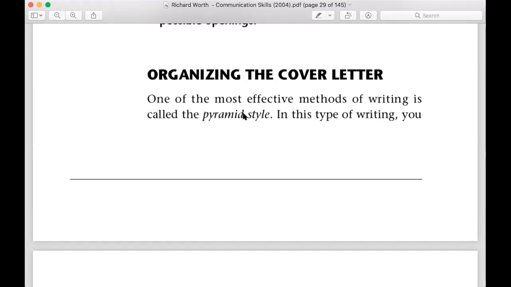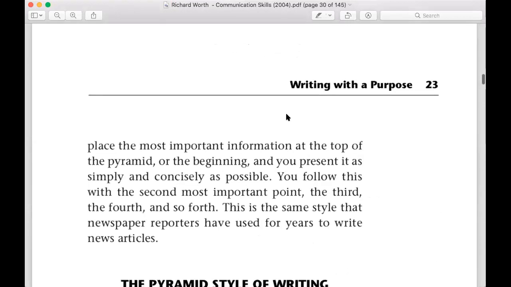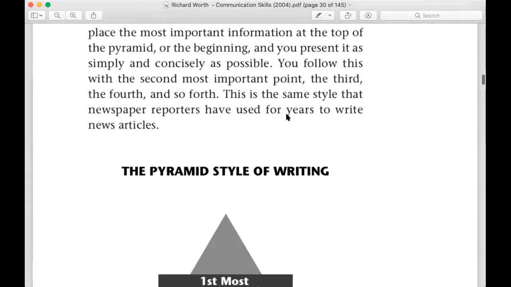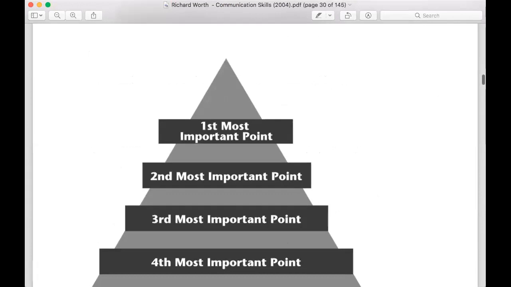So basically, the cover letter is organized in the shape of a pyramid, right? And do you know about the pyramid? What do you mean by pyramid? Okay, get to your chats. Oh, there are people in the waiting. Okay, what is a pyramid? And where do we find these pyramids?